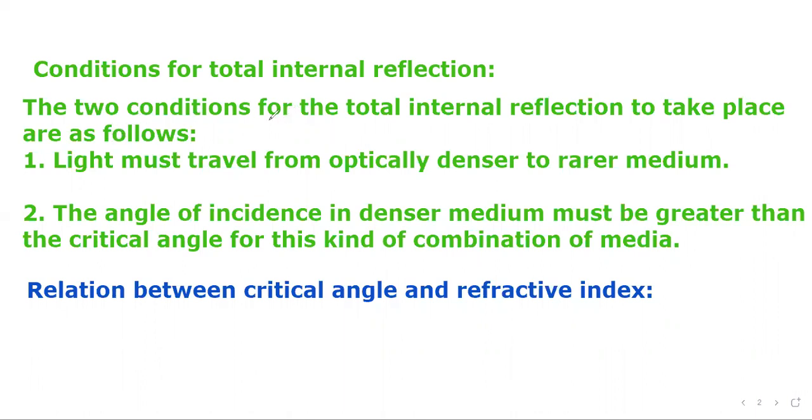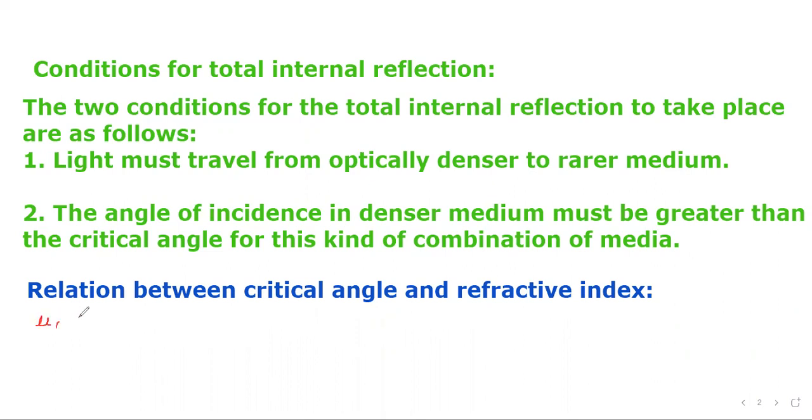Now, conditions for total internal reflection. The two conditions are, number one, light must travel from an optically denser to a rarer medium. And second, the angle of incidence in the denser medium must be greater than the critical angle for this kind of combination of media.